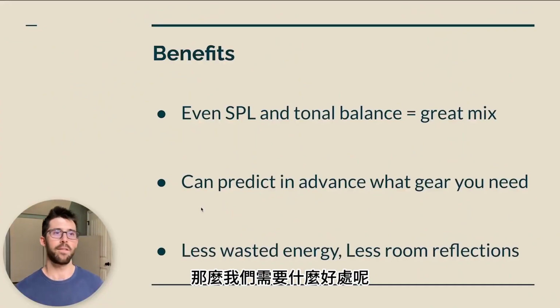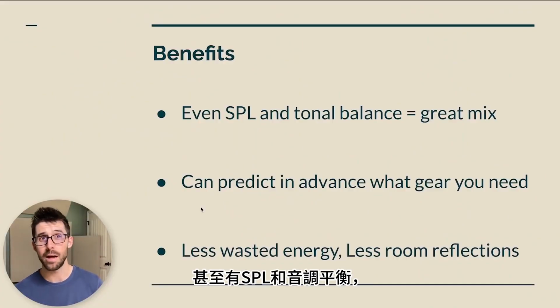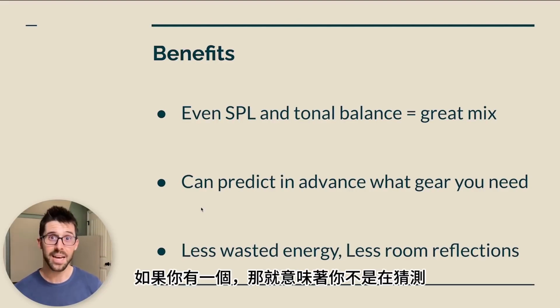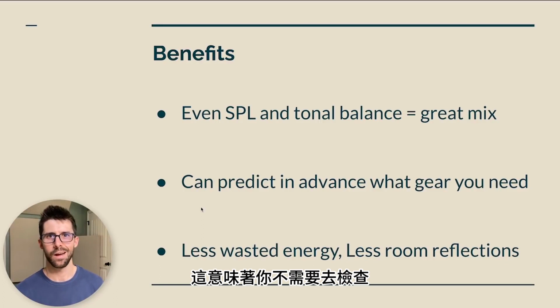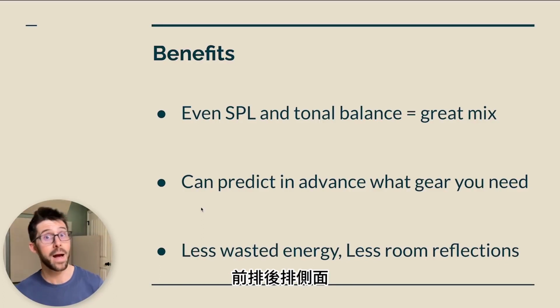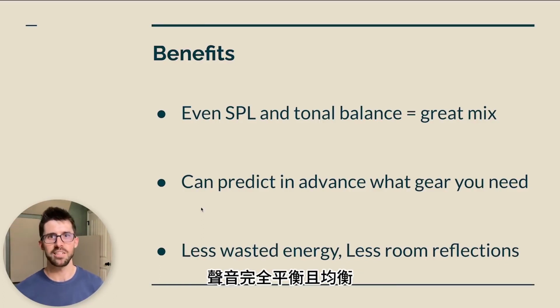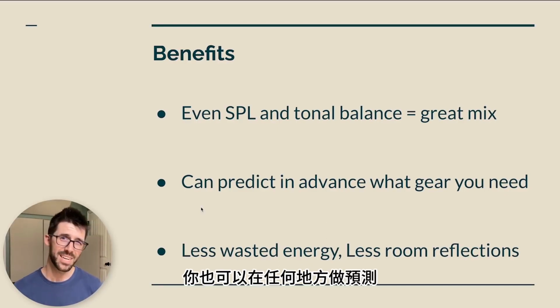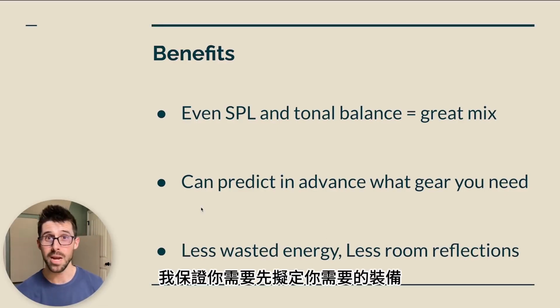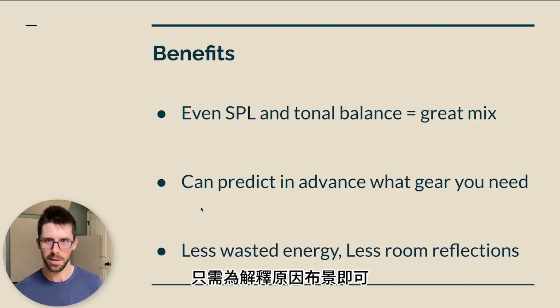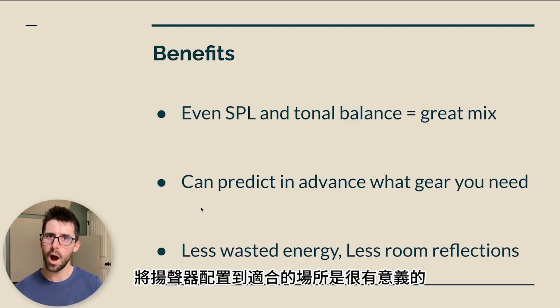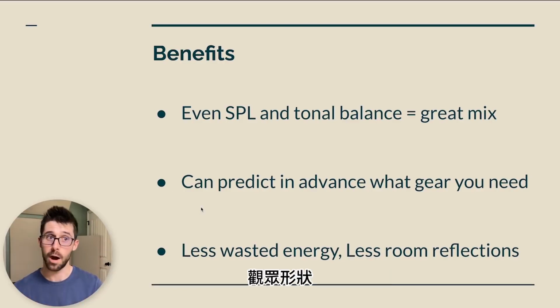So what are the benefits here? We need to have even SPL and tonal balance. That means you're not guessing. If you have a digital console and you're using an iPad to walk around and mix, that means you're not having to go check the front row and the back row, the side, the left. You can trust that it's going to sound tonally balanced and even everywhere. You can also predict in advance what gear you need. I promise we'll get into the calculations and specifics and how to make all this happen, by just setting the stage for why it makes sense to fit a speaker to an audience shape.